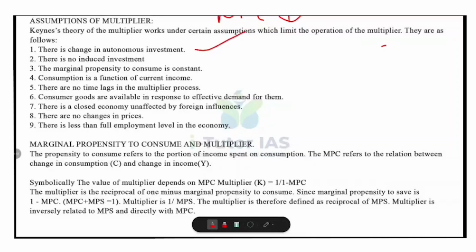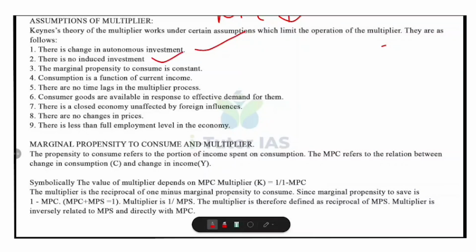First one, there is a change in autonomous investment. The multiplier works only when there is an initial increase in autonomous investment, like government spending on roads, bridges, etc. If there is no fresh investment, the multiplier process won't start.